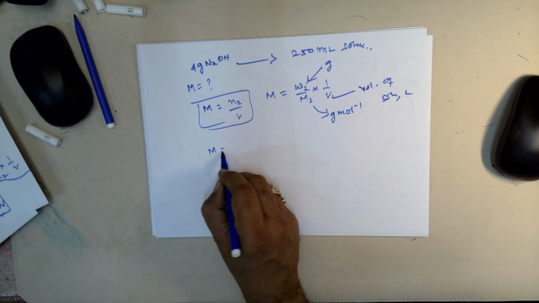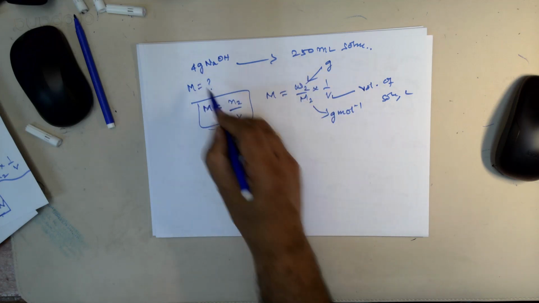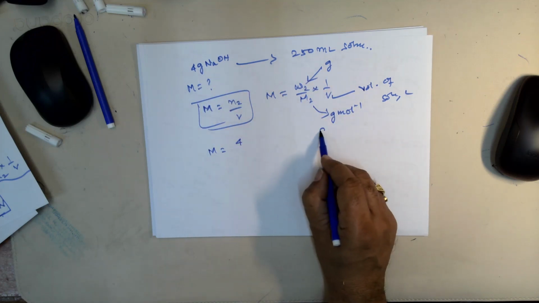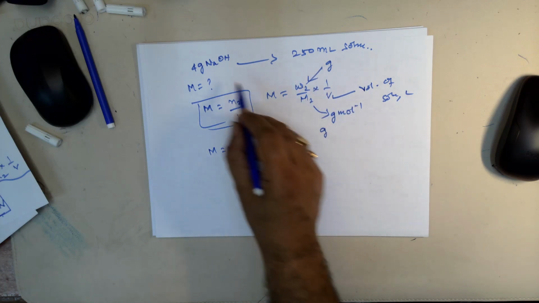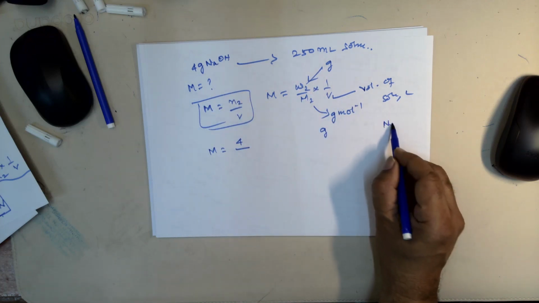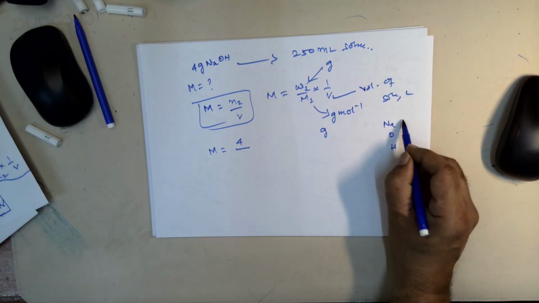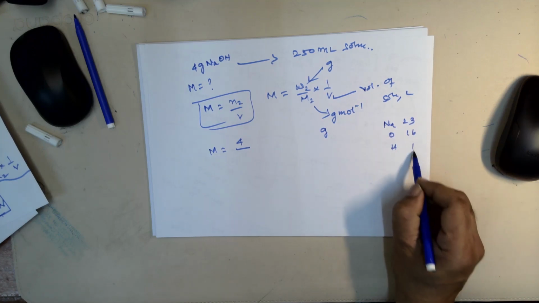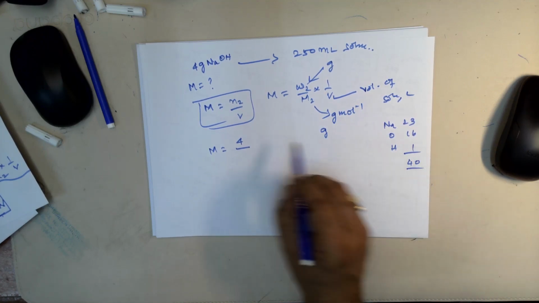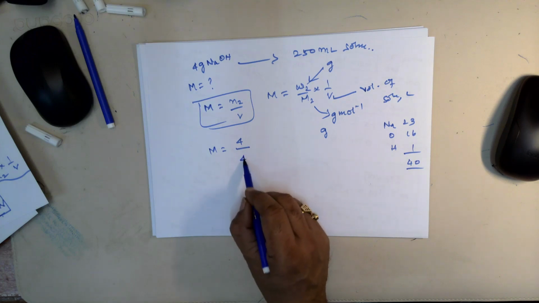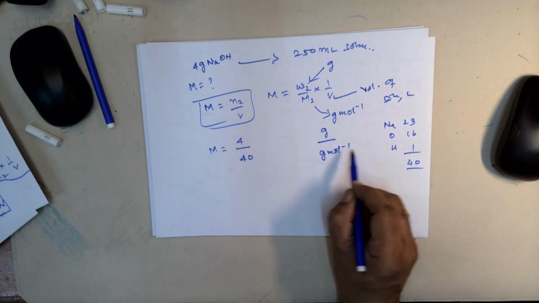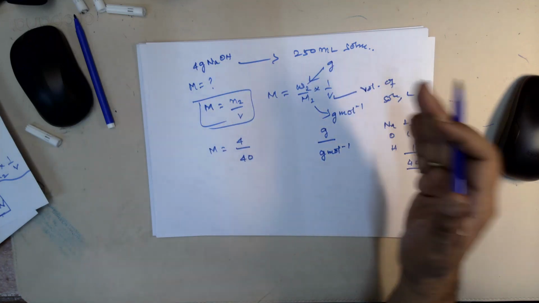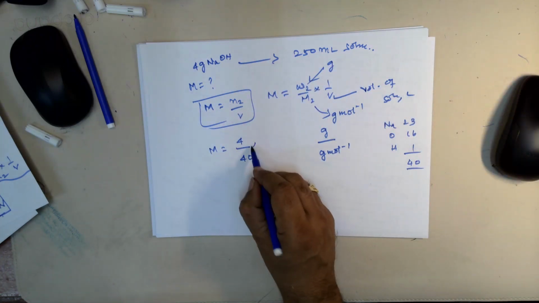So M is equal to what? W2 is given as 4 gram, you can put gram here. Then 250 ml, molar mass. For NaOH, you know already, sodium 23, oxygen 16, hydrogen 1, so 40 gram per mole. So you can put 40 and put gram per mole. Always have the practice of doing the units also simultaneously, right?